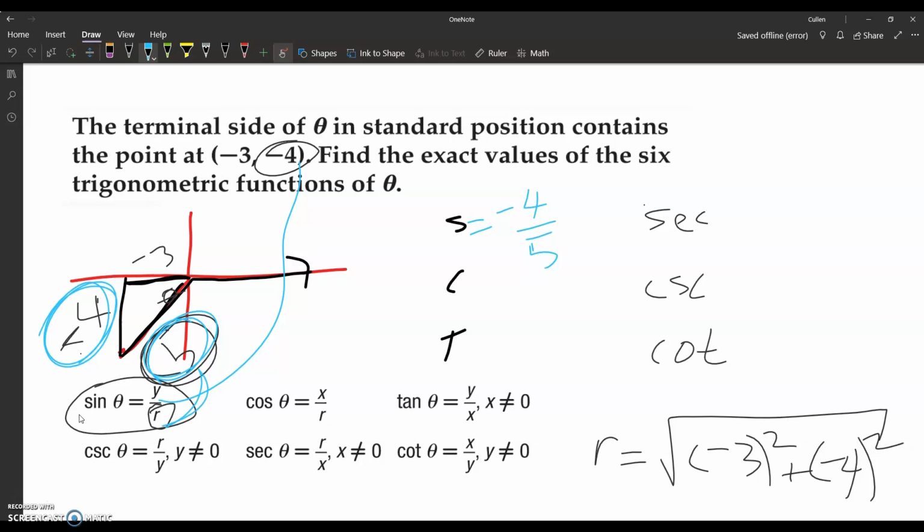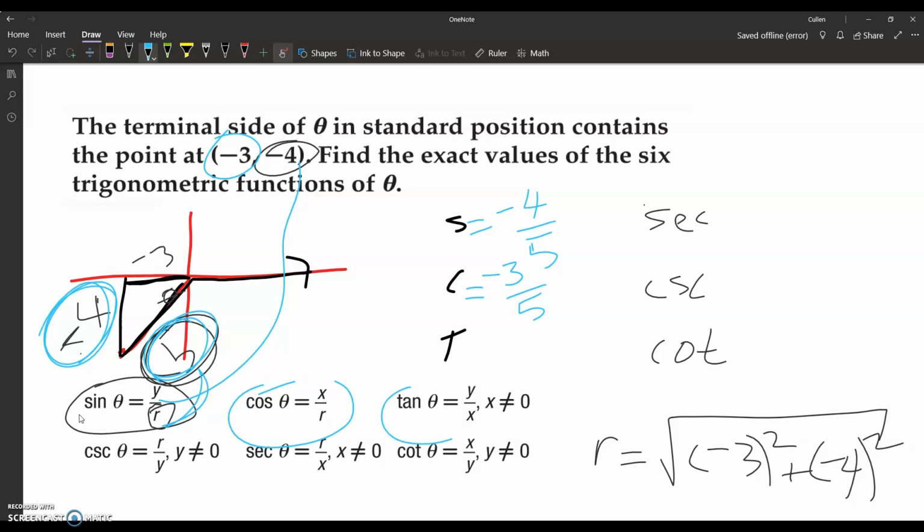And you get negative 4 over 5. Okay, so now without the picture, so you don't need to draw a picture for all of these, we're going to keep using the formulas. Let's go over here and look at cosine. Cosine's x over r. So the x value here is negative 3, and then the r is 5. That doesn't change for all of these. All of these, r will be 5 in all of these for this problem, because we found it and it's the same for each pair of coordinates it gives you.